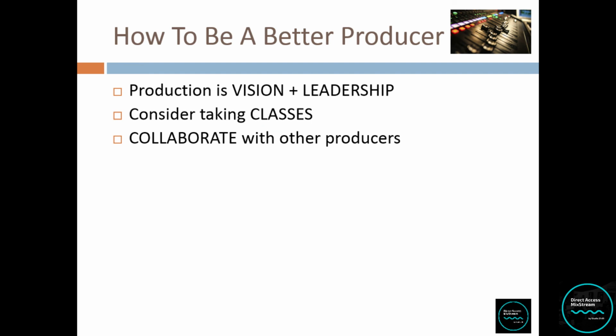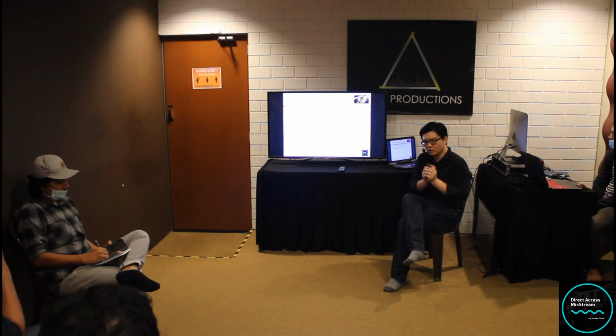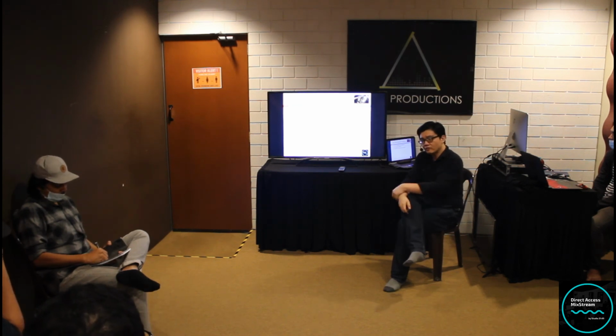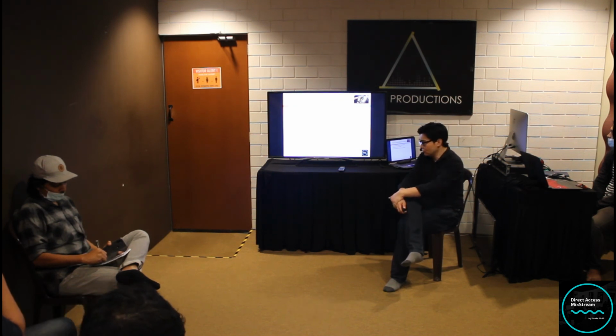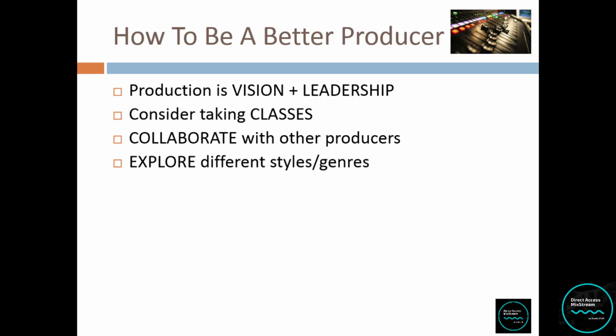How to become a better producer? Collaborate with other producers, right? That's also a good way to improve your own skills, is to work with other people, right? So you don't always just have to rely on your own stuff. Find people to work with and collaborate with, okay? Sometimes they will complement you with their skills and experience, and sometimes you will bring your own skills and experience to the table. Okay, right. Explore different styles or genres. Okay, go outside of your comfort zone, right? Go out of the box, right? Explore different types of genres.